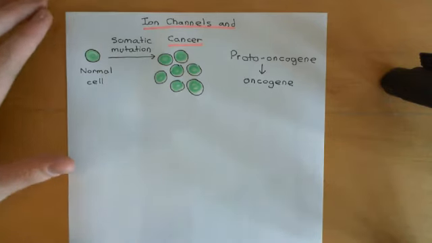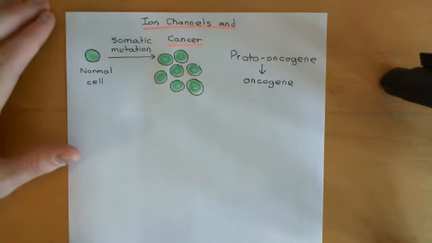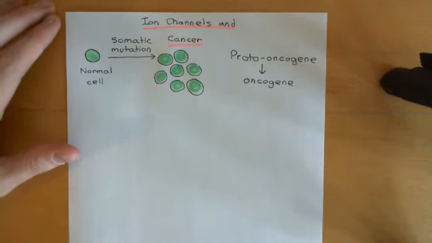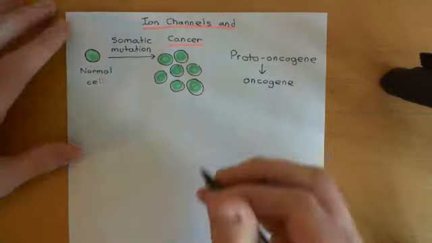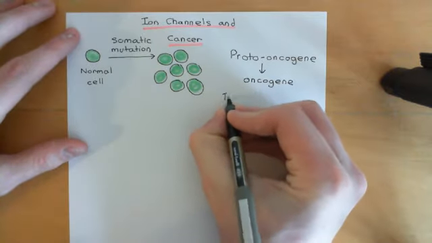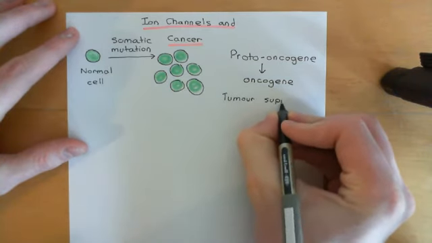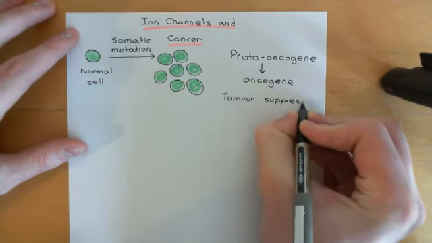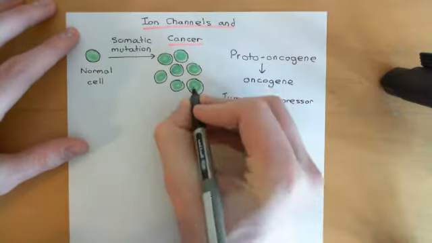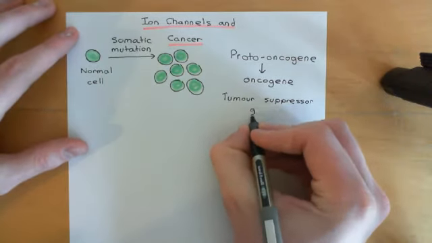The other idea is that rather than having a gain-of-function mutation in a pro-growth gene, you could have a loss-of-function mutation in an anti-growth gene. Now, the anti-growth genes are what are known as tumor suppressor genes. These are the genes whose protein has a role in preventing the cell from dividing. So, tumor suppressor genes.